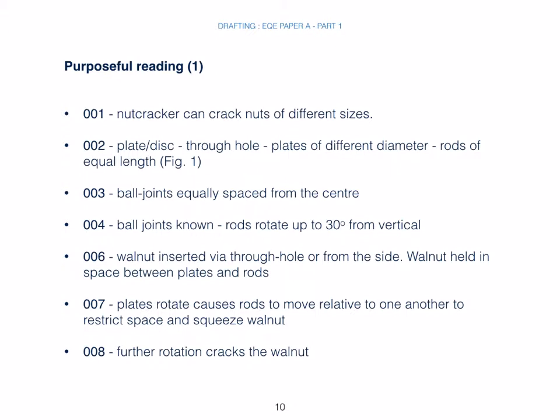Fig 3 shows the walnut held in the space between the plates 1, 2 and the rods 3, 4 and 5, approximately halfway between the plates. So my note, you may note what you think is worthy. My note was walnut inserted via through hole or from the side, walnut held in space between plates and rods, about halfway down.